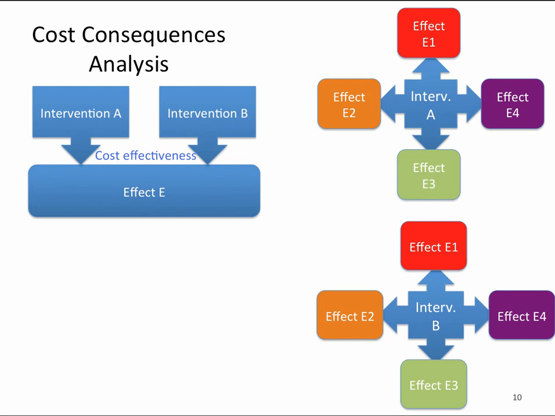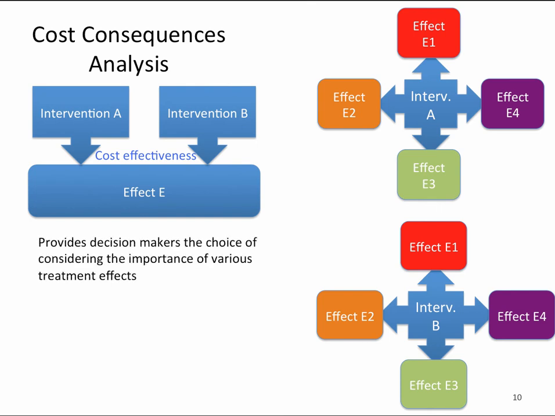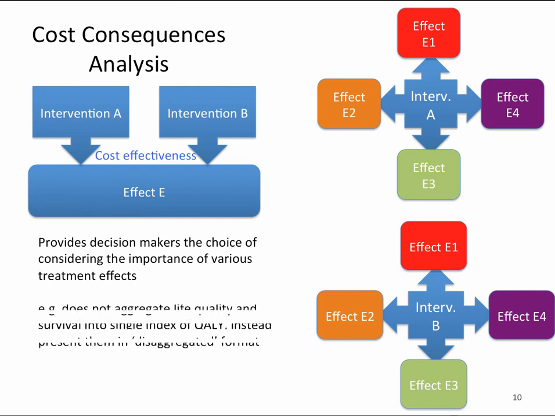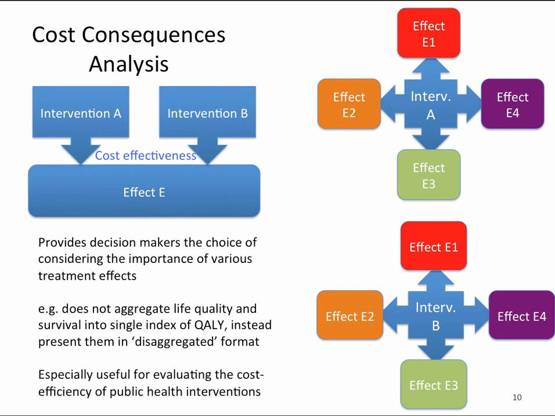Presenting the data from these multiple consequences will allow decision makers to weigh up the importance of various treatment effects individually. For example, a change in life quality scores and survival duration can be presented individually in disaggregated format, rather than producing a single composite aggregated index such as the QALY. This approach is especially useful for evaluating the cost efficiency of public health interventions.